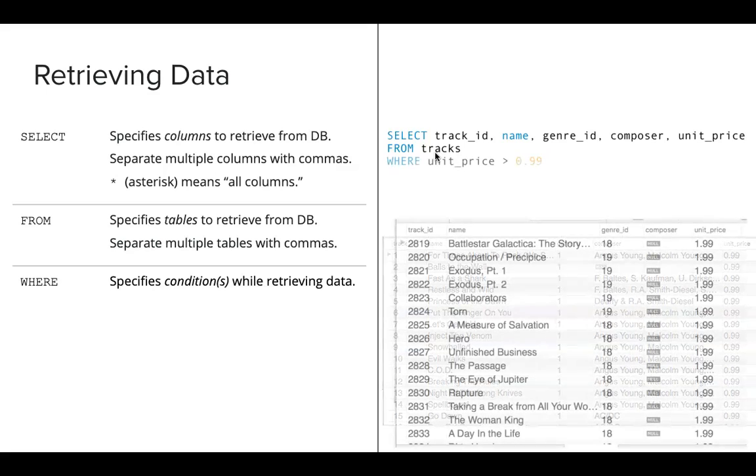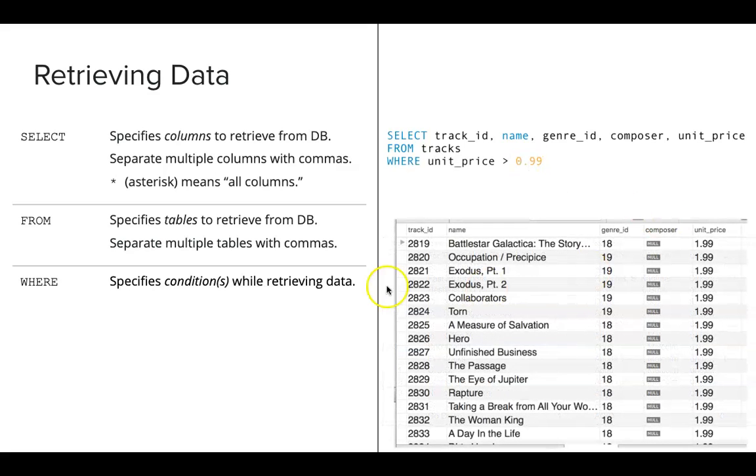And then you could also add something like a WHERE clause, where you could add specific conditions, like where the unit price is greater than 99 cents, for example. Maybe the tracks that are worth more than 99 cents. So you can use the WHERE clause to filter your results. So these three commands, SELECT, FROM, and WHERE, go together very commonly to help you search data and filter data to the data that you want.